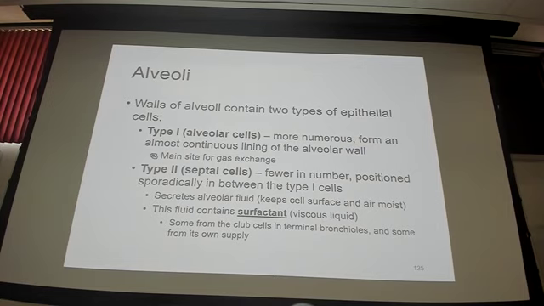And those come from some club cells and some type 2 cells. So multiple different cells in the lower lung tissue, the microscopic lung tissue, make surfactant because it's important. All right.